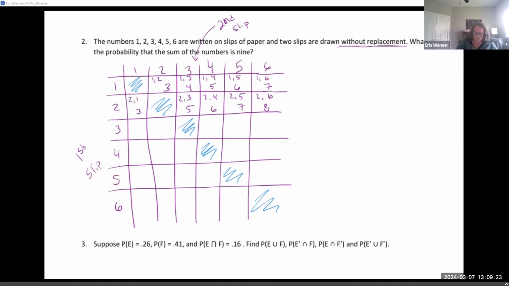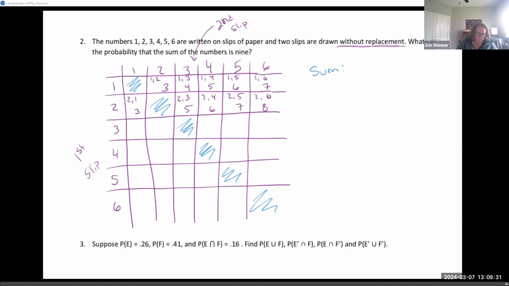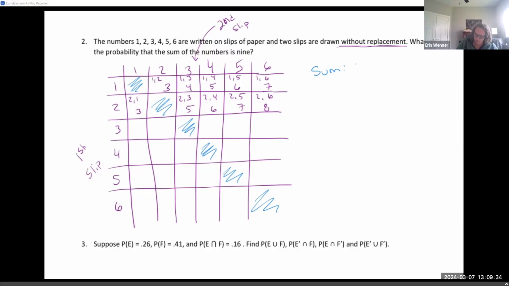But if we're looking at the sums of 9, how do we get a sum of 9 using these? Well, with a sum of 9, I can have a 6 and a 3. That's going to be right here. I can have a 5 and a 4. I can have a 4 and a 5, or I can have a 3 and a 6. So when we're looking at our sums of 9, we've got 4 of them.